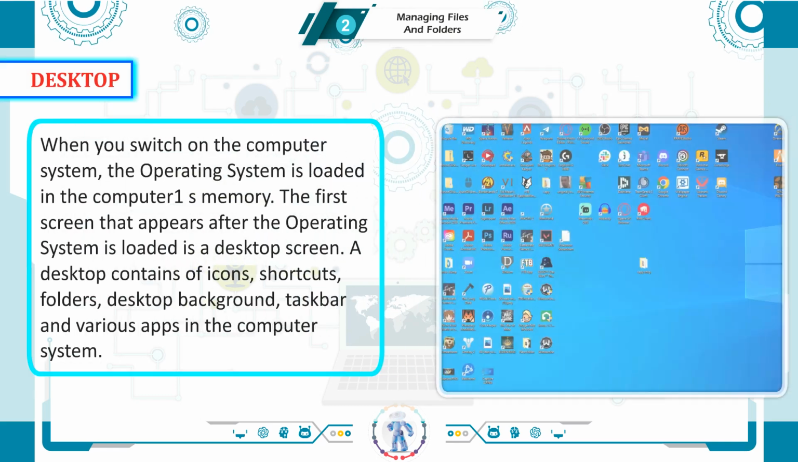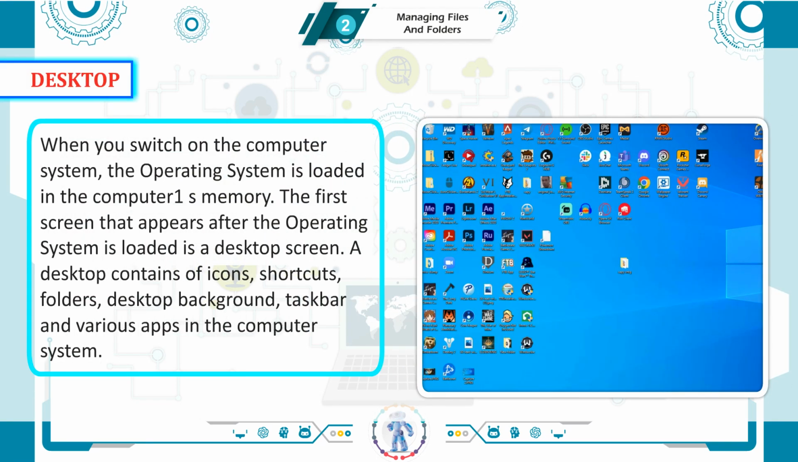Desktop. When you switch on the computer system, the operating system is loaded in the computer's memory. The first screen that appears after the operating system is loaded is the desktop screen. A desktop consists of icons, shortcuts, folders, desktop background, taskbar, and various apps in the computer system.